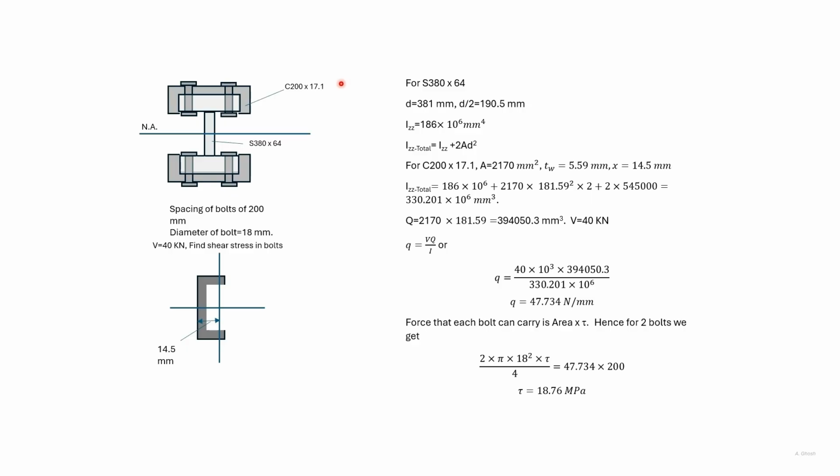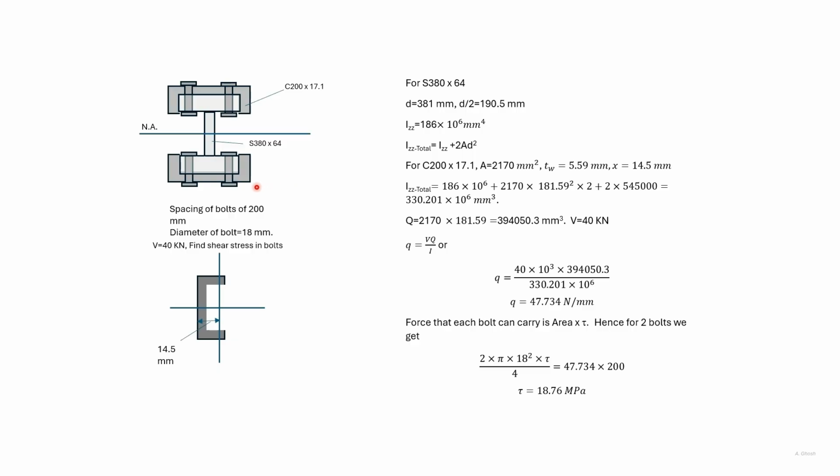As in the earlier case, here we have a built-up beam with an I section and 2 channels attached to the top and the bottom using bolts. Here we are given the shear force and asked to find the stresses in the bolts. The diameter of the bolts and their spacing are given. In this problem, we'll first look at the shear flow of the arrangement and then look at the bolts.